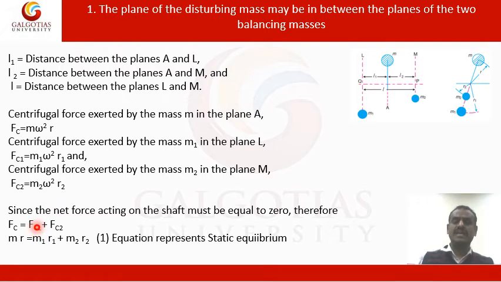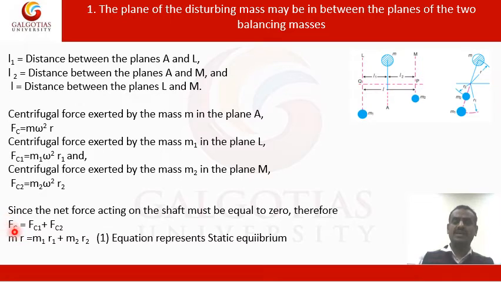Since the net force acting on the shaft must be equal to 0, the centrifugal force produced by the disturbing mass will be equal to the sum of the centrifugal forces produced by the balancing masses, that is Fc equal to Fc1 plus Fc2.